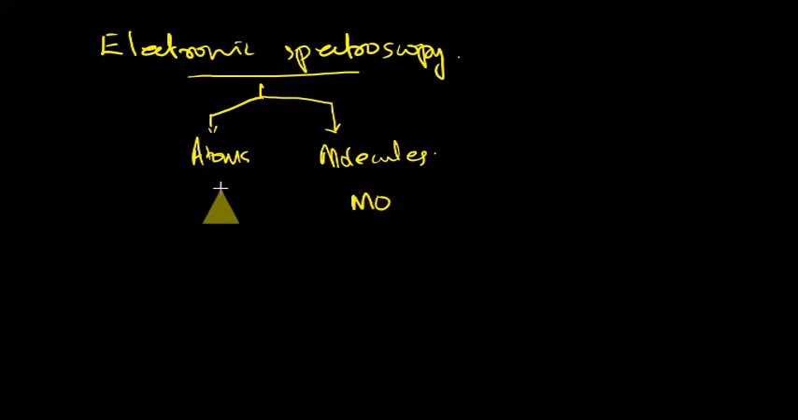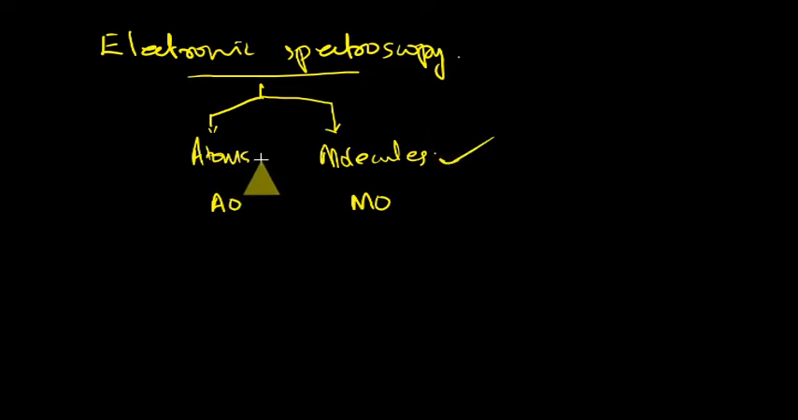You know, in the case of atoms, the electrons are residing in the atomic orbitals, but in molecules, the electrons are residing in the molecular orbitals. So an electron residing in a particular molecular orbital can absorb energy and make a transition to the higher molecular orbital, and that will give rise to the electronic spectroscopy of the molecule. Okay, and in this lecture we are going to deal with the electronic spectroscopy given by molecules, not by atoms.